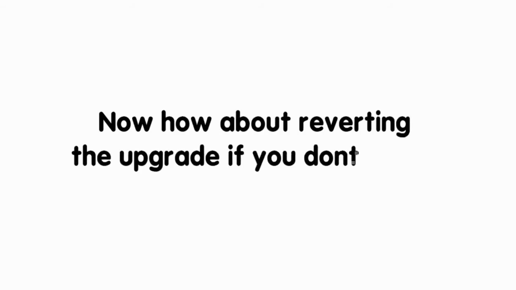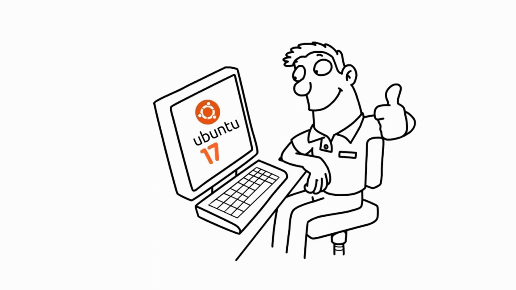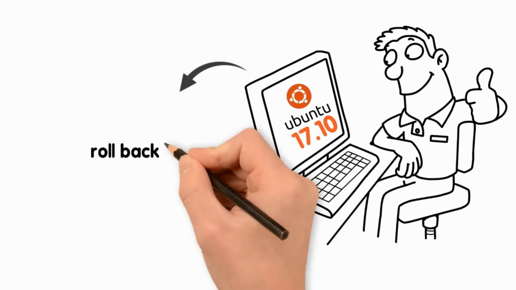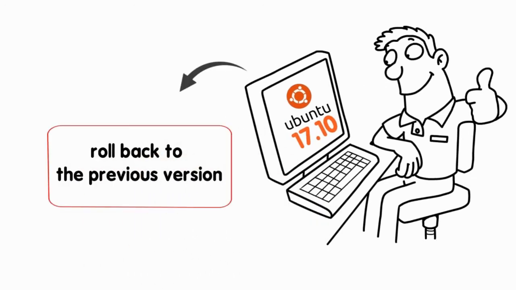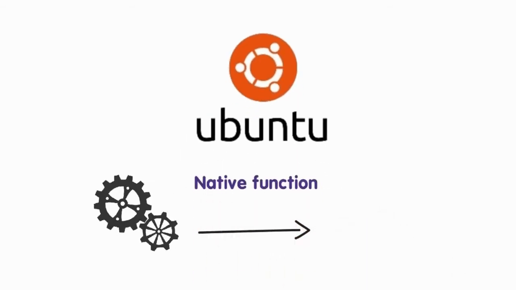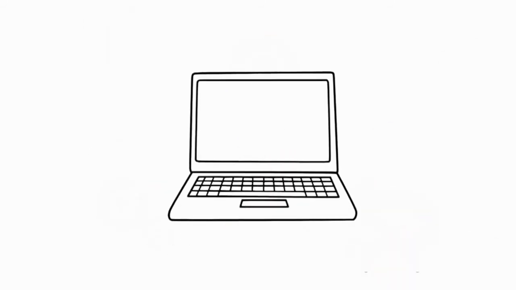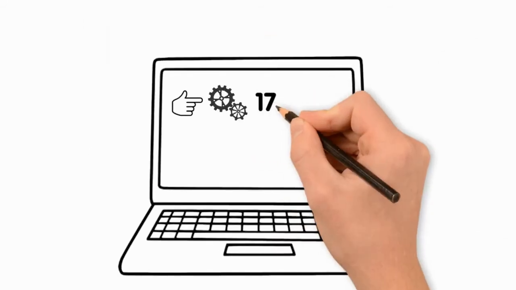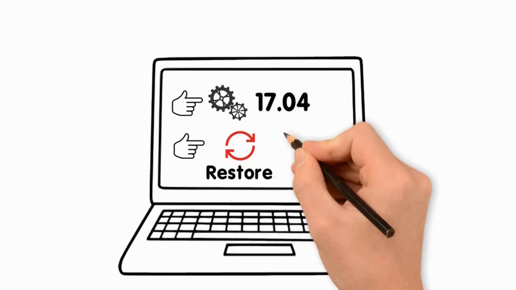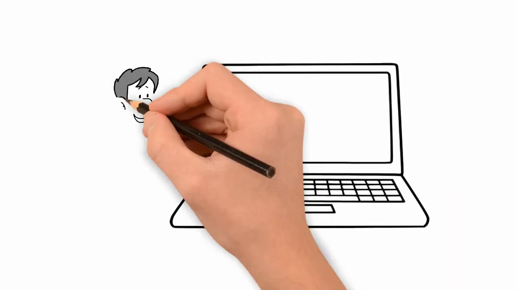Now, how about reverting the upgrade if you don't like it? Ubuntu 17.10 is very stable, therefore there's no reason you should need to roll back to the previous version. Ubuntu itself doesn't provide any native function to do rollbacks, so if you really want to, you'll need to reinstall the previous version and apply the restore of the backed up files you made before the upgrade. That's an overview of the process.